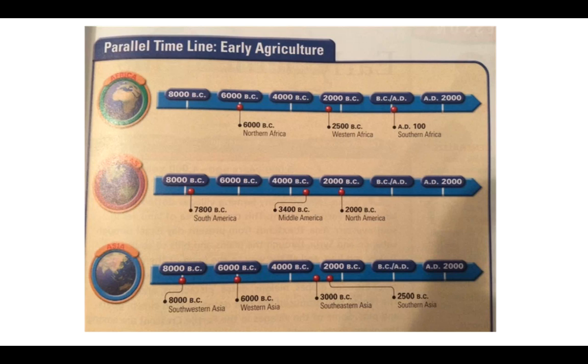Let me show you what a parallel timeline looks like. I see this as a parallel timeline because my lines run along each other, just like a parallel line in math class. And it's comparing three different civilizations. It's comparing Africa, North and South America, and Asia. So these are three different places, but they all have the same time period. They all start in the year 8000 BC, or 8,000 years before Jesus was born.